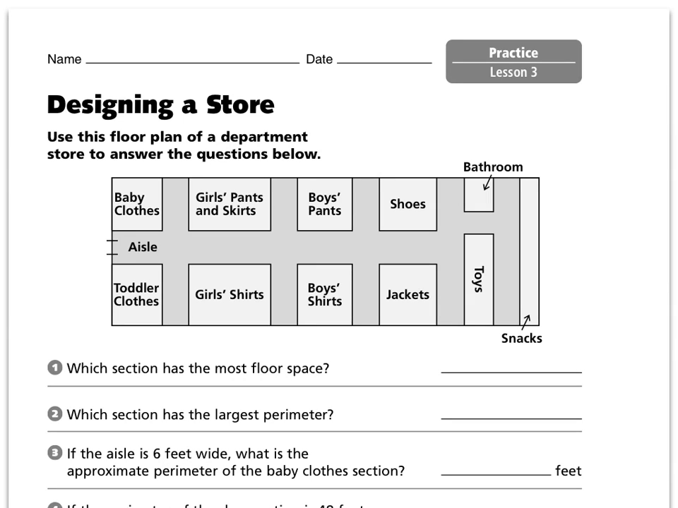Let's look at Chapter 15, Lesson 3, Practice, Designing a Store. Use this floor plan of a department store to answer the questions below. Which section has the most floor space? Remember, floor space is going to be the largest area. And you can see that the girls' shirts is taking up the largest area.